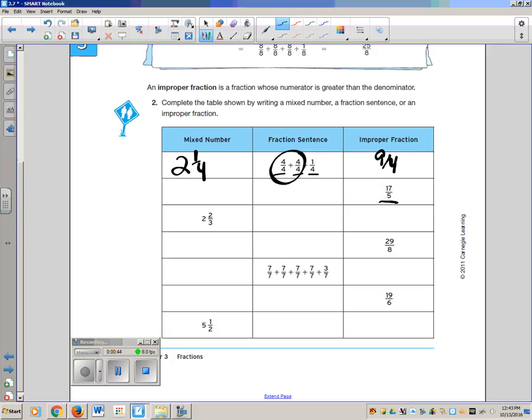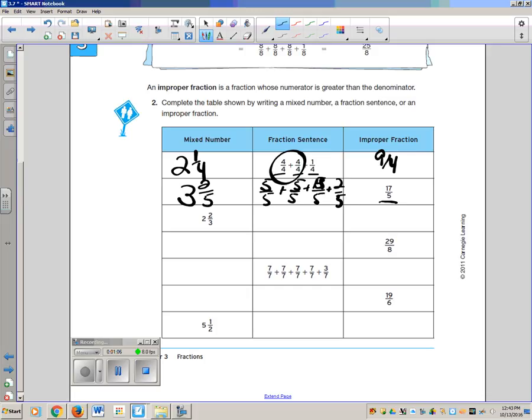17 fifths. I know that 5 fifths is a whole, plus another 5 fifths, that gives me 10 fifths. Another 5 fifths, that gives me 15 fifths. Now I need 2 more here. So that would give me 3 and 2 fifths.